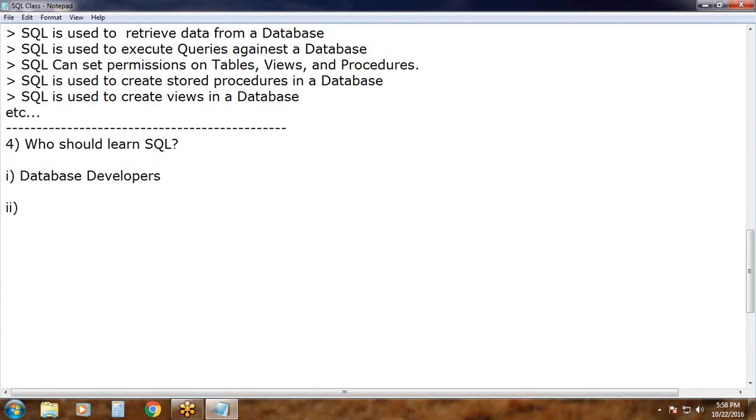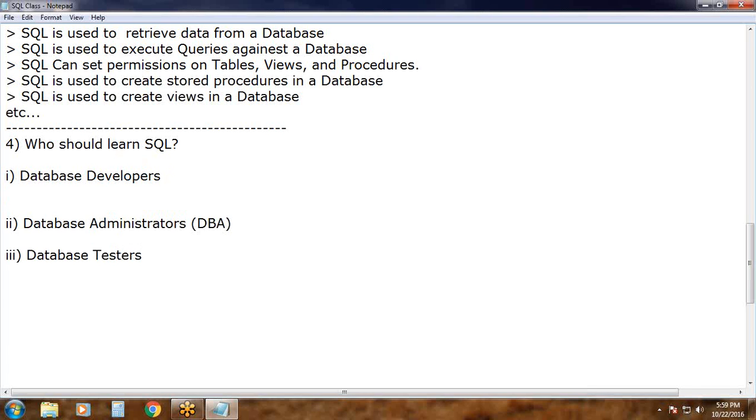Testers. Next. Any other? One more important role is there in the IT industry. Application developers. Database administrators, DBA. Do you heard this term, DBA? Yes, sir. Next, database testers. These three are the important roles.